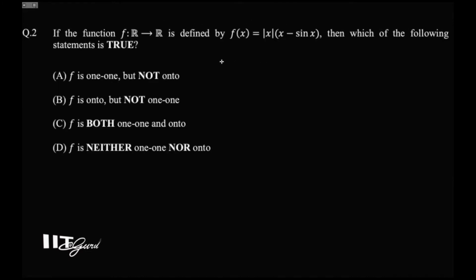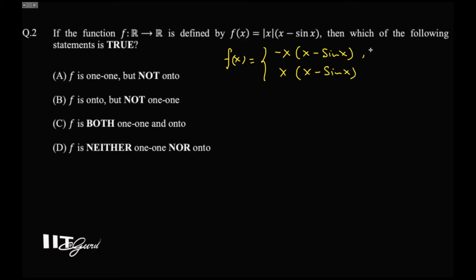This is question number 2. A function f from R to R is defined by f(x) equal to mod x under bracket x minus sin x. So first of all, redefine this function as f(x) equal to minus x under bracket x minus sin x, and here x under bracket x minus sin x.